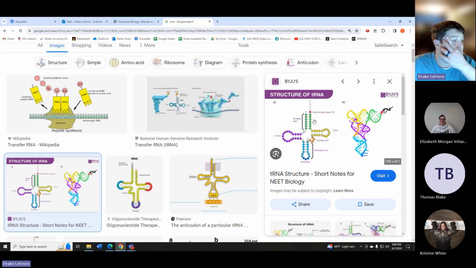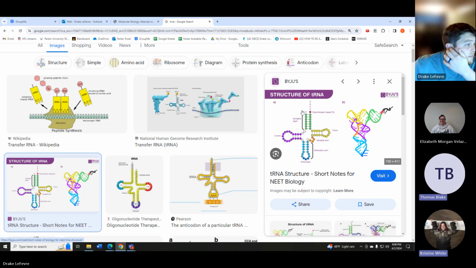So this is the way our tRNA looks. Okay. 5' end, 3' end. So it's on this 3' end over in here that our amino acid is going to be bound.